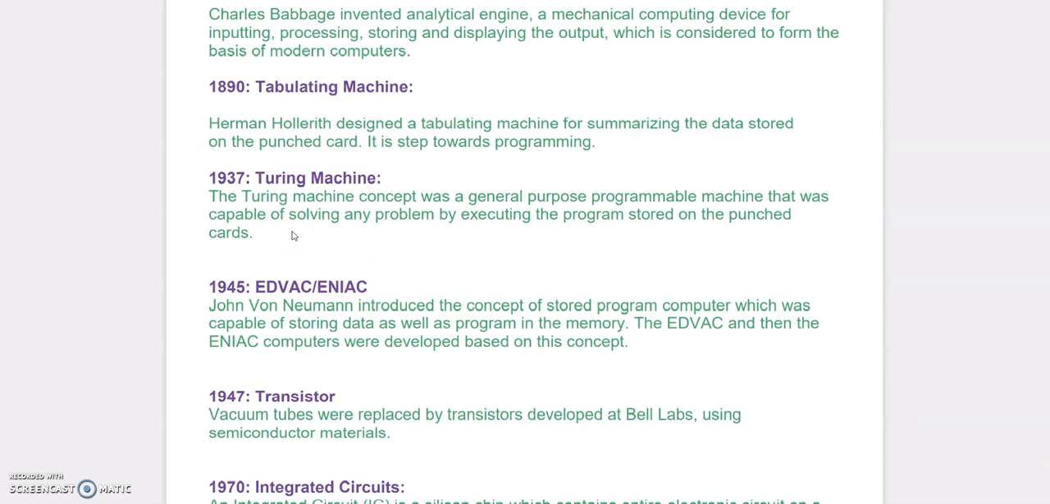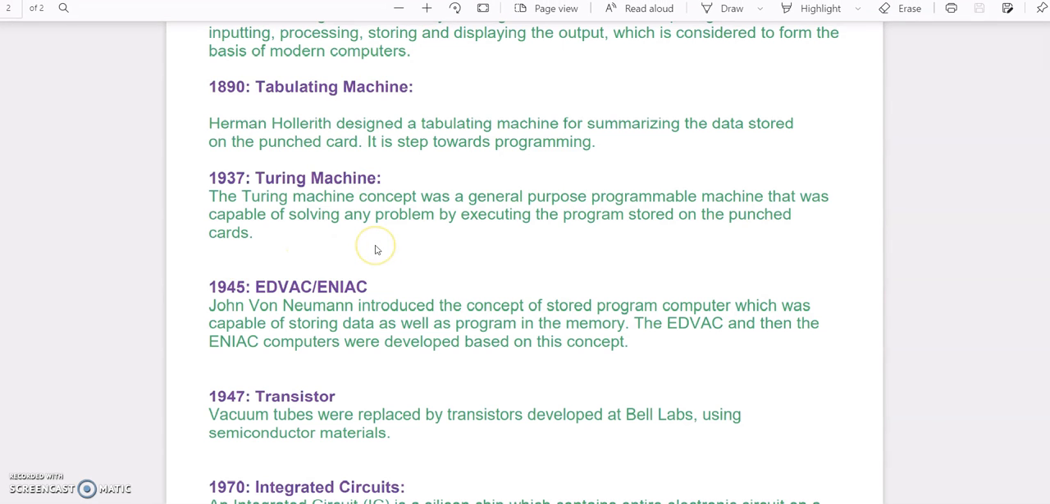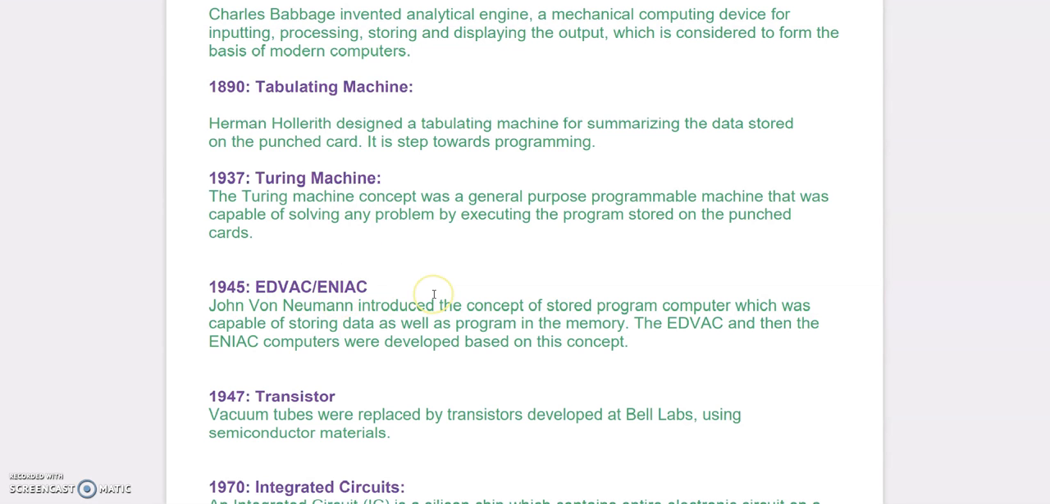In 1937, the Turing machine was invented. It was a general purpose programmable machine that was capable of solving any problem by executing the program stored on the punch cards. Now the tabulating machine that invented the punch card was used in the Turing machines. In 1945, the ENIAC. Okay, we had the scientist John von Neumann who introduced the concept of stored program computer, which was capable of storing data as well as program in the memory.